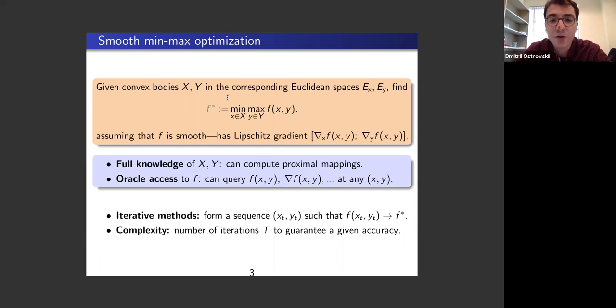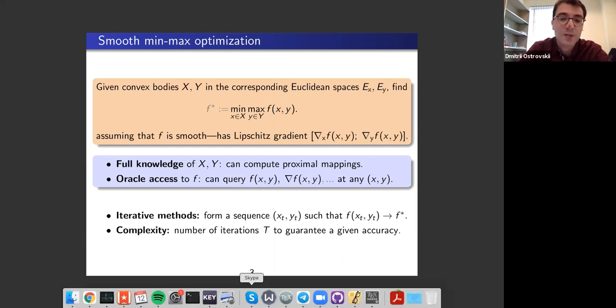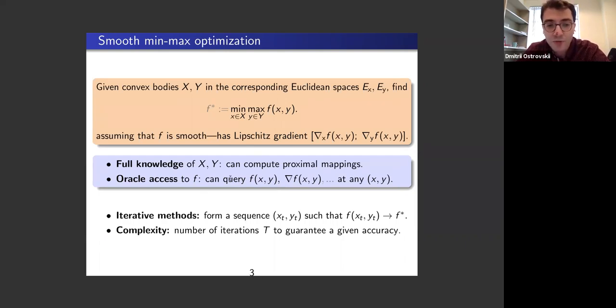Okay, so let's first recall the usual convex-concave setup. No, sorry, first of all, the general min-max setup. So I assume that f is smooth, namely it has Lipschitz gradient. So both components of the gradient are Lipschitz. For now, let's assume this. Usually we have a full knowledge of the sets x and y, and we can compute the corresponding proximal mappings. So essentially we can have the projected gradient steps.